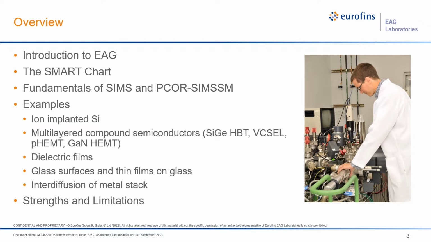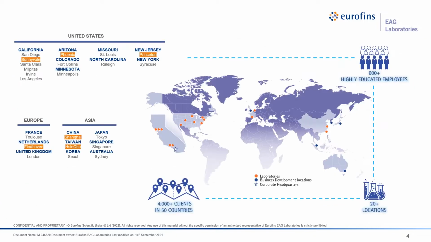In today's webinar, I will have a brief introduction to EAG and the fundamentals of SIMS, and we will mostly be concentrating on several examples where SIMS is being used, such as ion-implanted silicon wafers, RF or laser compound semiconductors, mobile ion failure analysis in SiO2 dielectric films, glass surfaces, and metallic film stacks, and there is one surprise at the very end. We will conclude with strengths and limitations of the SIMS technique.